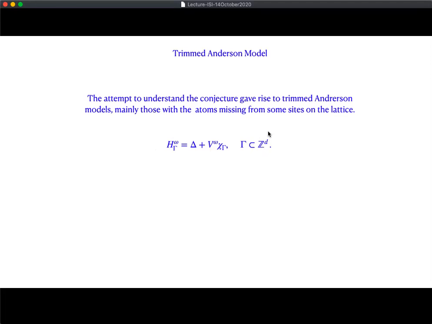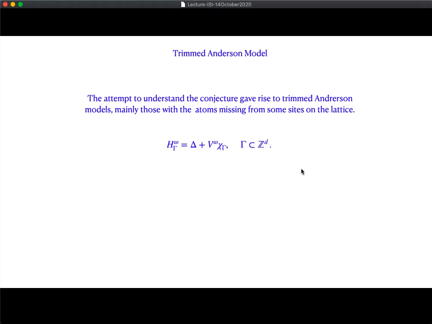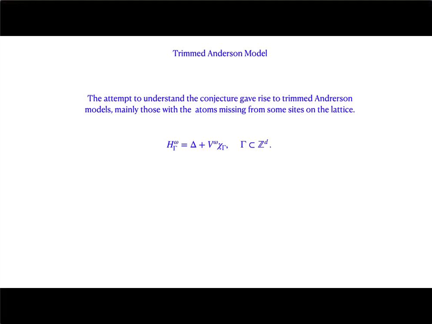So that is what is called a trimmed Anderson model, which is what we were looking at. Because we have no idea of what to look for in the full model, we thought we would look at this. There were some attempts to understand this model.